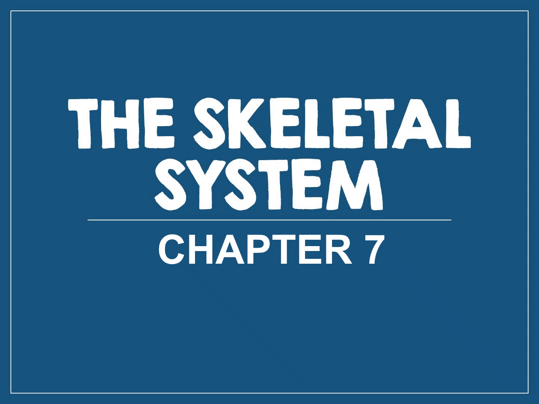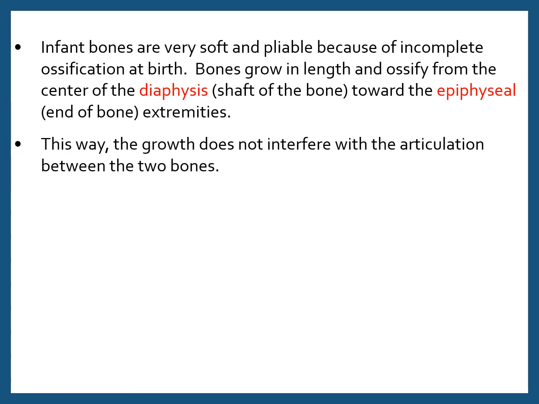Welcome back for more. We can talk about how mature bone continues to grow and remodel itself. Infant bones are very soft and pliable because of incomplete ossification at birth. But ossification does not end at birth, and bones grow in two directions. They grow in length and they grow in width.